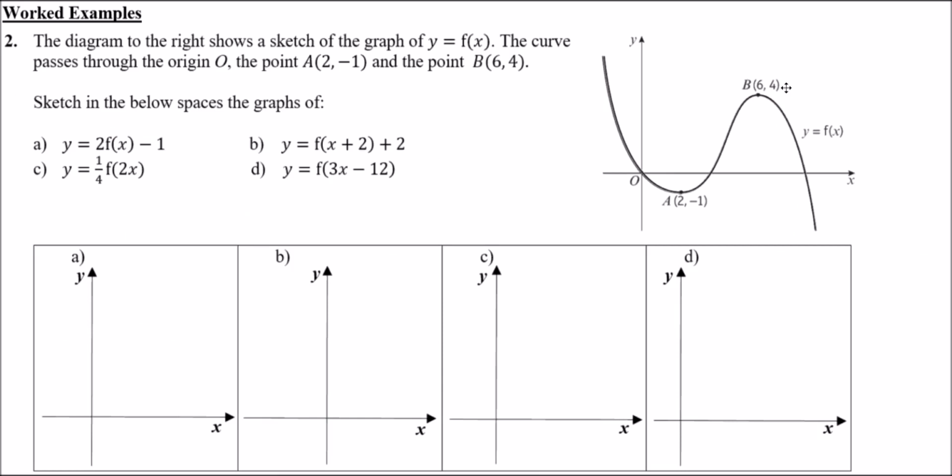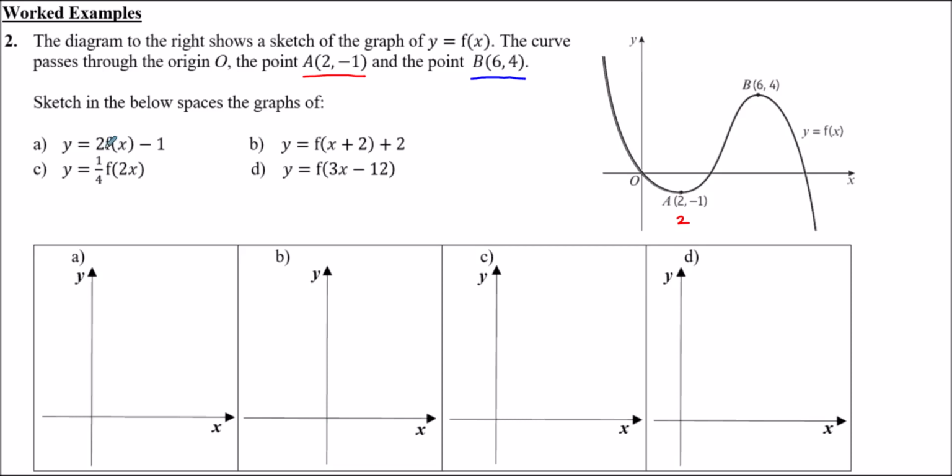Question 2, let's picture how a curve gets translated and looks under transformations. We've got a diagram on the right showing a sketch of y equals f of x. The curve passes through the origin, the point A, which is 2, minus 1, and the point B, which is 6, 4. So sketching the graphs below, y equals 2f of x minus 1. First of all, what's going to happen is we multiply the y values by 2. So A would go to 2, minus 2. Let's get the right colour first.